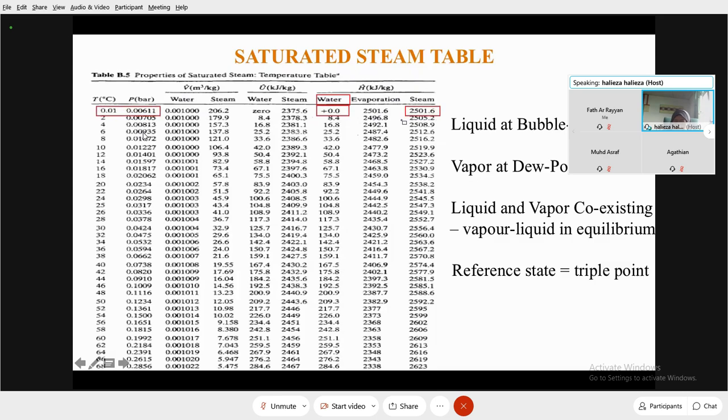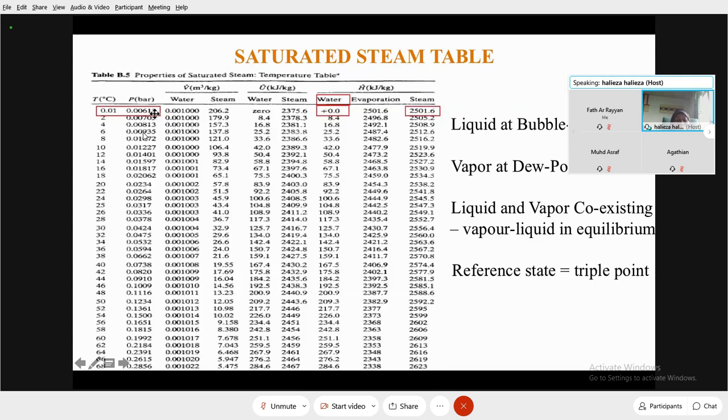Whenever you do an energy balance calculation, you need to know where you start from, where it is 0. Because enthalpy is not something that you calculate directly. It is based on a difference from the reference state to the value that you want to get. So your reference state must be well specified. In this case, for the steam table, it is liquid water, and the temperature and the pressure.